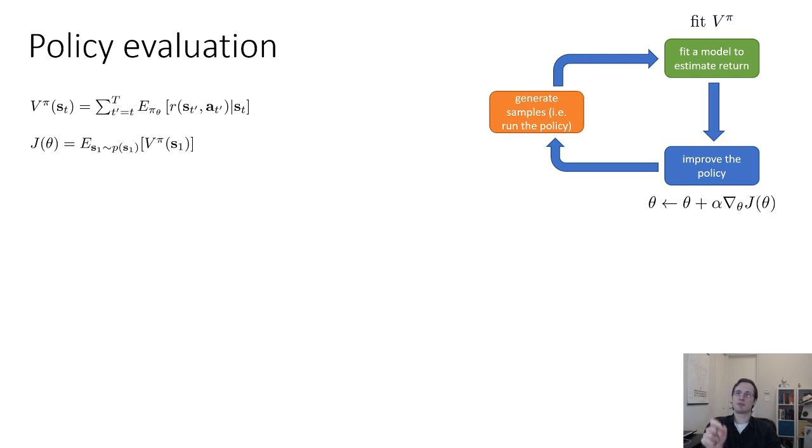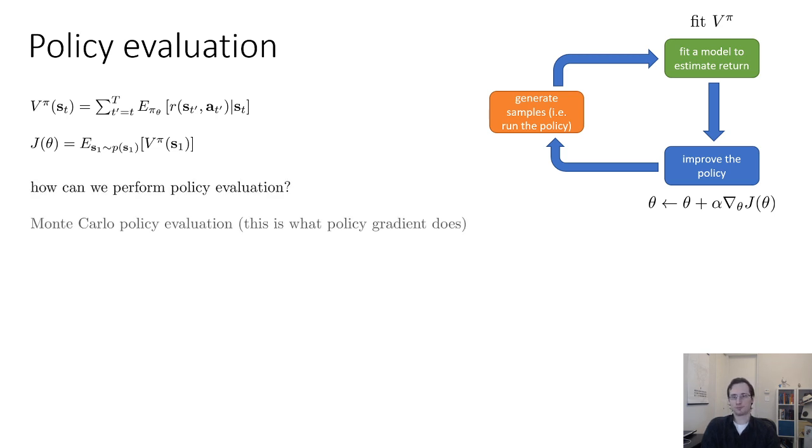By the way, remember that the reinforcement learning objective is just the expected value of the total reward starting from the initial state, which is also exactly equal to the expected value of the value function on the initial state. So if you can compute the value function, you can also evaluate the value of the reinforcement learning objective. All right, so how do we perform policy evaluation?